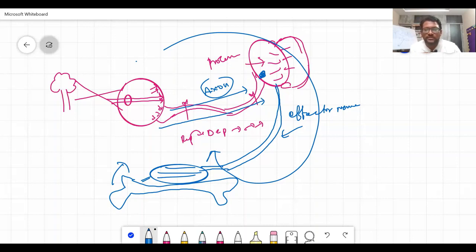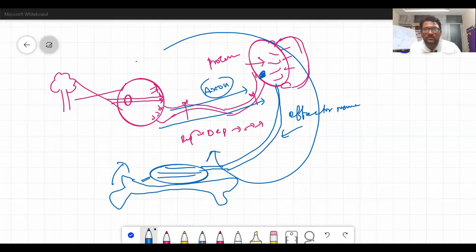So in the next aspects, we will be learning more about what the different centers in the brain are.